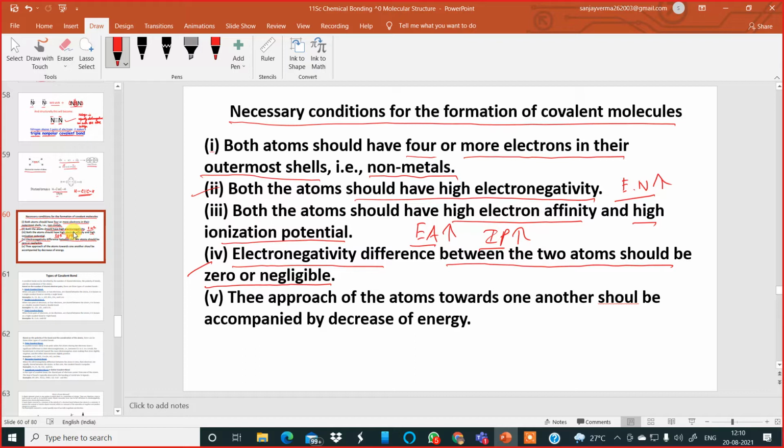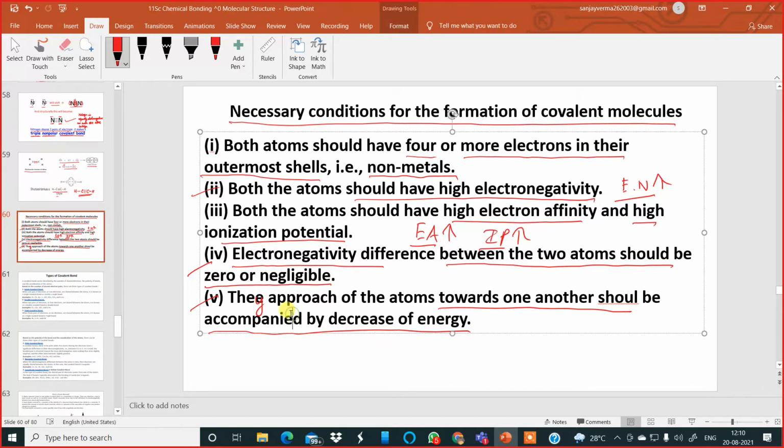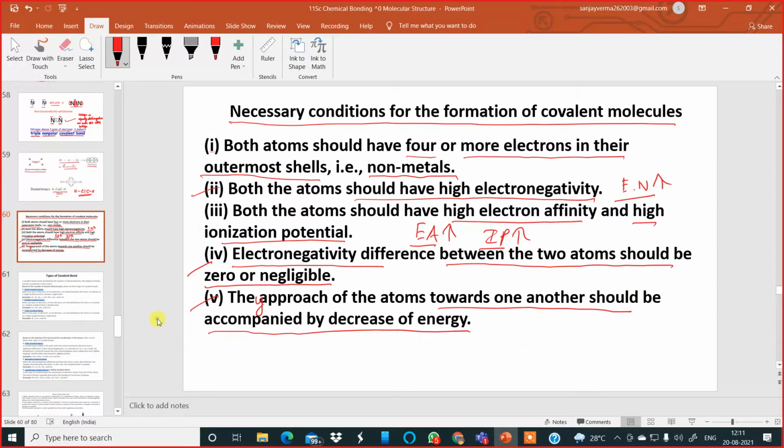Okay, the approach of the atoms towards one another should be accompanied by a decrease of energy. So when the combining atoms approach each other, they should be accompanied by a decrease in their energy. So here there is a slight correction: the approach of the atoms towards one another should be accompanied by a decrease in energy. That means there should be more stability in the molecule.